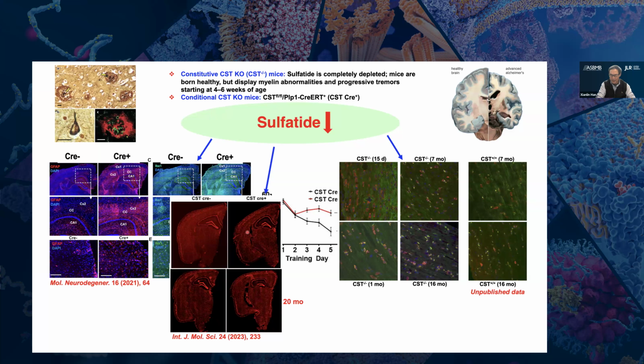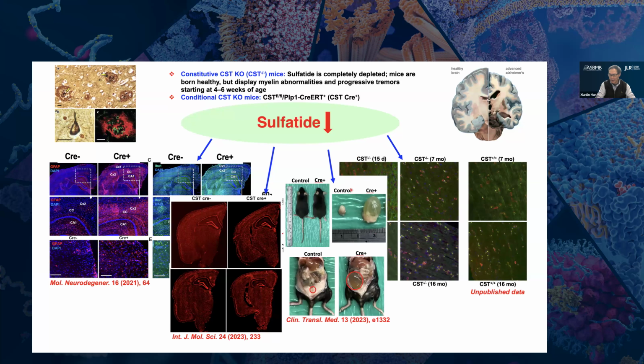We also see that sulfatide loss leads to neuronal cell loss as well as brain shrinking, with a ventricular enlargement already seen. Another finding is that we see urinary bladder enlargement, so there is a loss of control of urine and feces in these knockout animals.